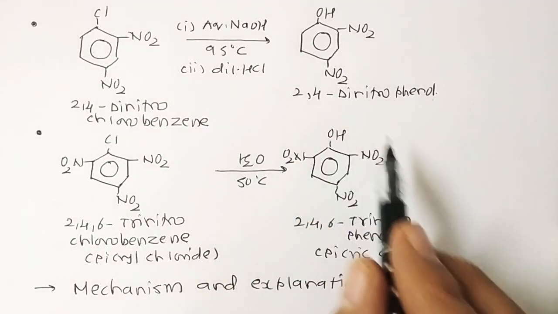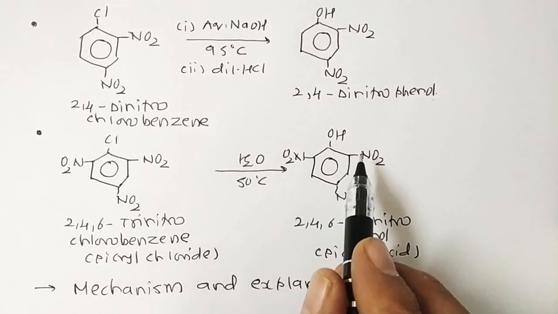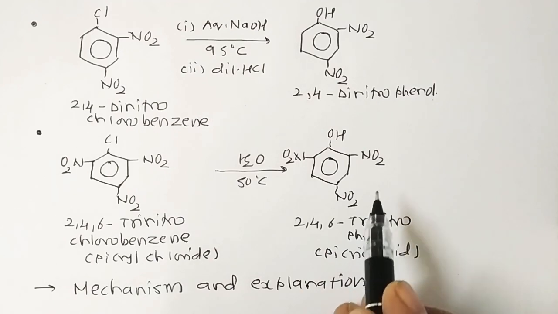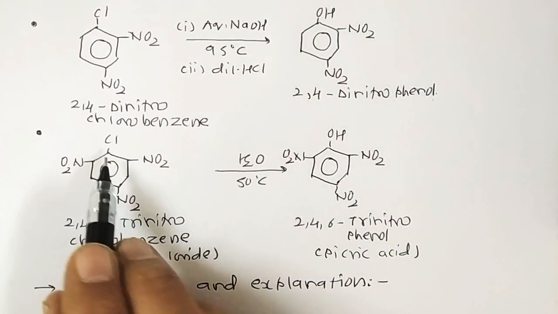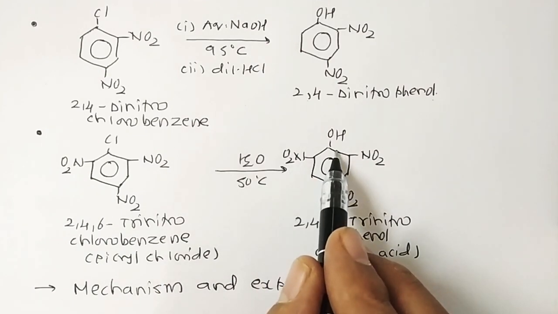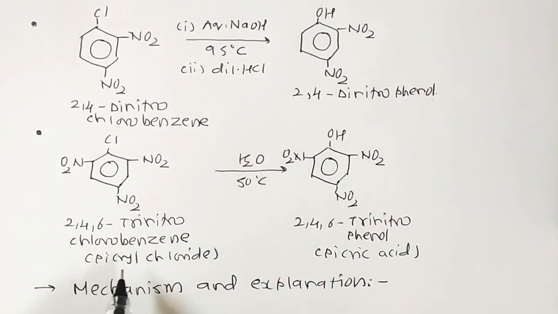This is a type of acid that does not have a COOH group, but even so it's acidic in nature, because it has electron withdrawing groups. So chlorine can be displaced with the help of OH with these reactions. This compound is picryl chloride, and it's converted into picric acid.